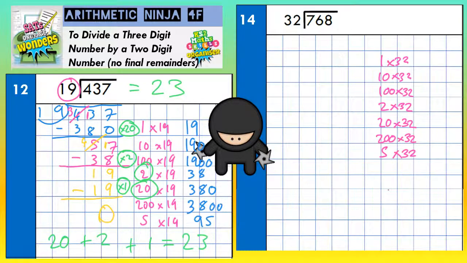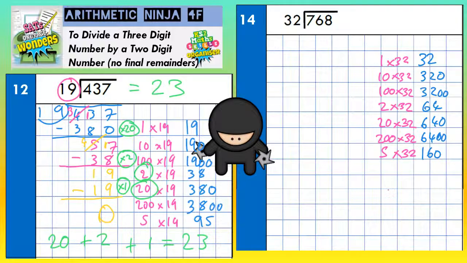Let's work all of those out. 1 32 is 32, 10 32s is 320, 100 32s is 3,200, 2 32s is 64, 20 32s is 640, 200 32s is 6,400. 5 32s is half of 10 32s, so that's half of 320. Half of 20 is 10, and half of 300 is 150. So 150 and 10, put them together, is 160. So 5 32s must be 160.